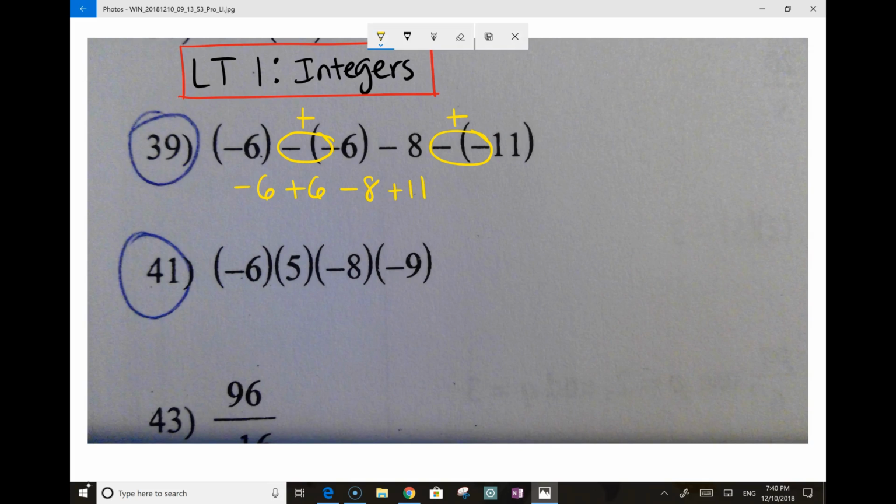Now when you combine these, you want to go left to right, and you want to take 2 numbers at a time in doing so. So negative 6 plus 6 simply becomes 0. This negative 8 plus 11 becomes a 3 when you combine them. And so we have basically 0 plus 3, and so the answer is just 3.